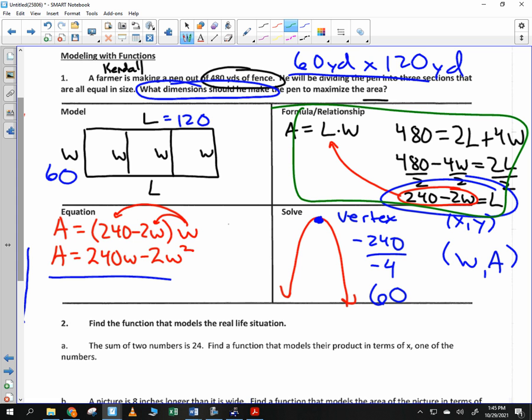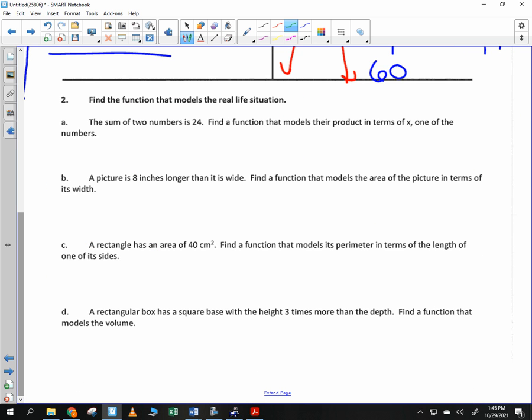Are you ready? Here we go. Let's look at problem number 2, A, B, C, and D. You're going to try one of these on your own. I'll do 3 of them with you. We're just going to try to do box 2, not the whole thing. It says, find a function that models the real-life situation. The sum of 2 numbers is 24. Think about it. Somebody give me an expression that means that. Good. Excellent. Let's go. X plus Y is 24.